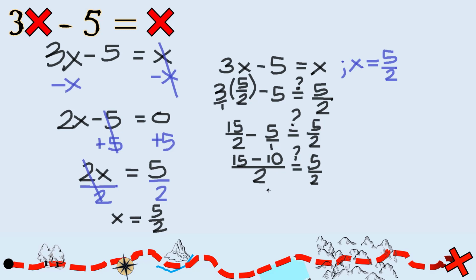Hence, 15 minus 10 is 5 over 2. And we have here 5 over 2 as well. We have reached a point where both sides of the equation have the same value. Hence, this value of the unknown, being a fractional form 5/2, is the correct answer for this given equation.